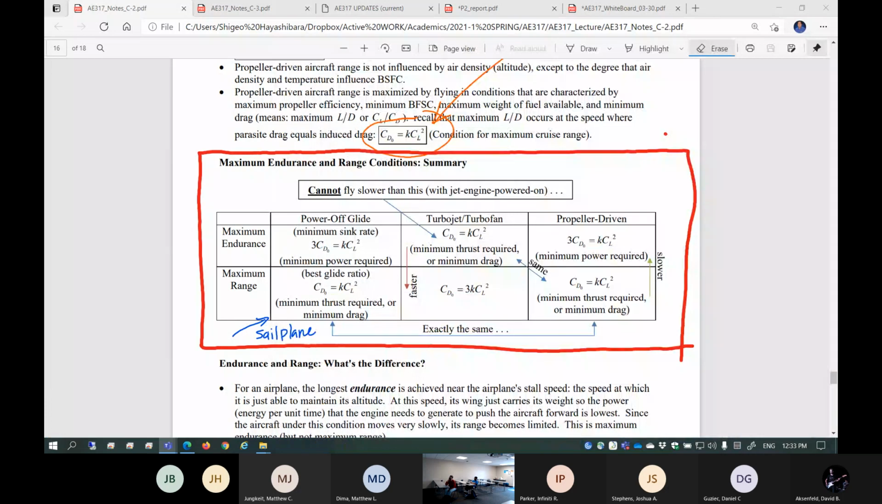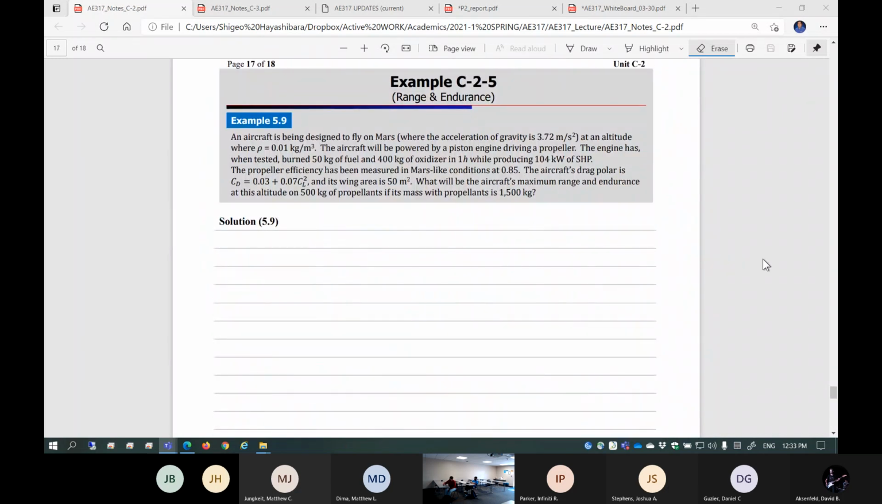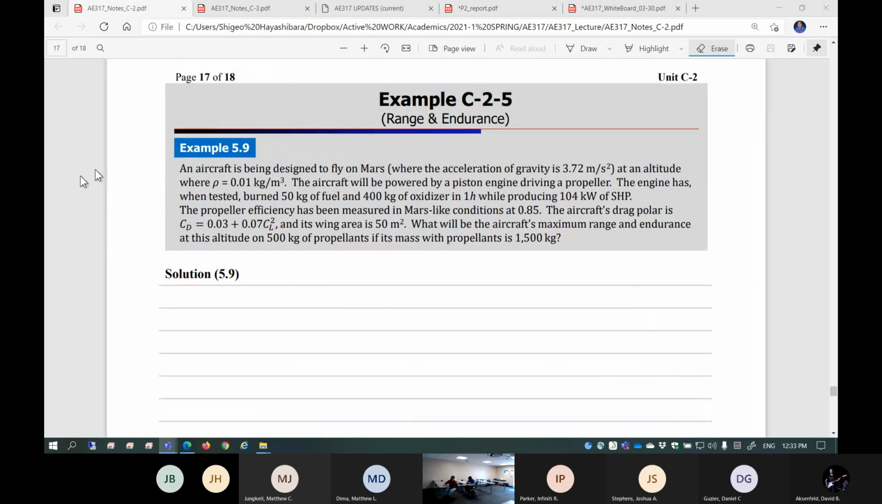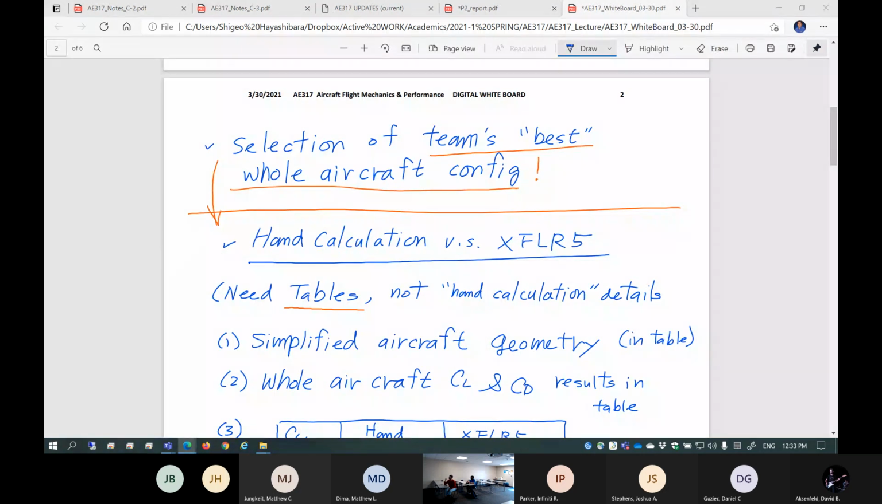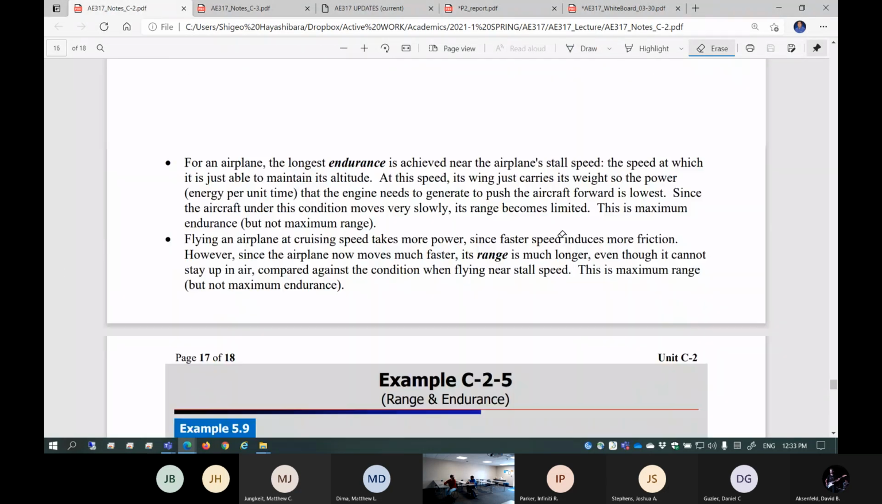Okay, anyways, so let's just move on today. And I know it is recorded now. So let's move on with page 17 of Unit C2, example C25. This is a propeller-driven airplane example of range and endurance. This is Unit C2. Okay, let's move on. So range and endurance is different for a propeller-driven airplane.